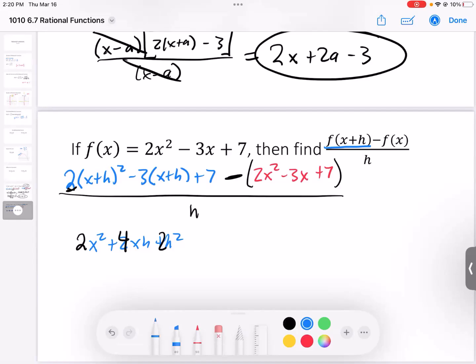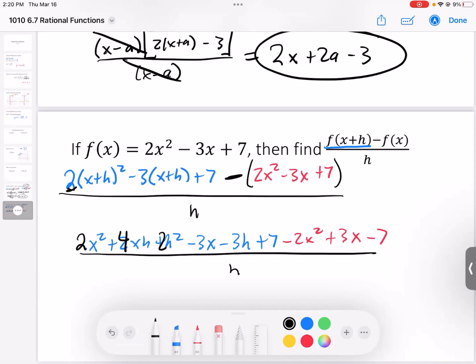Okay, then I have minus 3 times (x plus h). So negative 3 times x is negative 3x, negative 3 times h is negative 3h, and then I have a plus 7. Then for this red part, I'm subtracting the entire red part. So I'm going to do negative 2x squared, and then minus negative 3x gives me positive 3x, minus 7 gives me just negative 7. And all of this stuff is all over h.